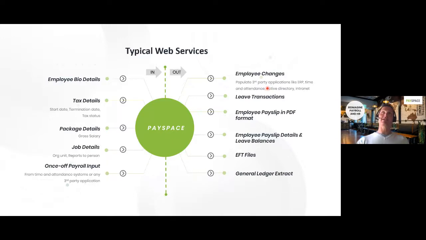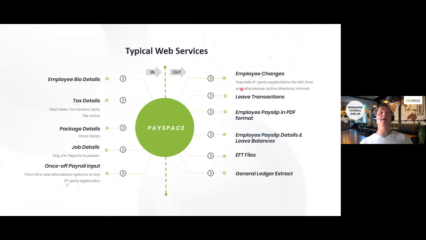We've got clients that actually populate Active Directory from a PaySpace onboarding flow, for example, or a termination flow. Maybe you want to close off their network account or their AD account. And then you've got clients that also populate intranet environments for all sorts of purposes within the business environment. So that shows you that you can extract all sorts of employee changes through our API layer, which I'll showcase as well using Postman.